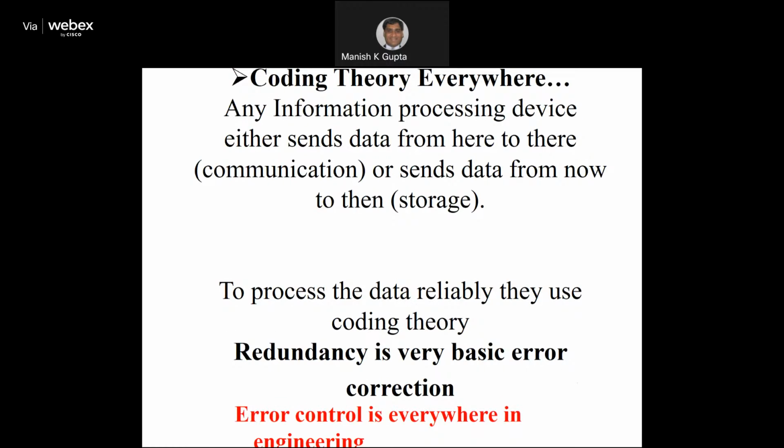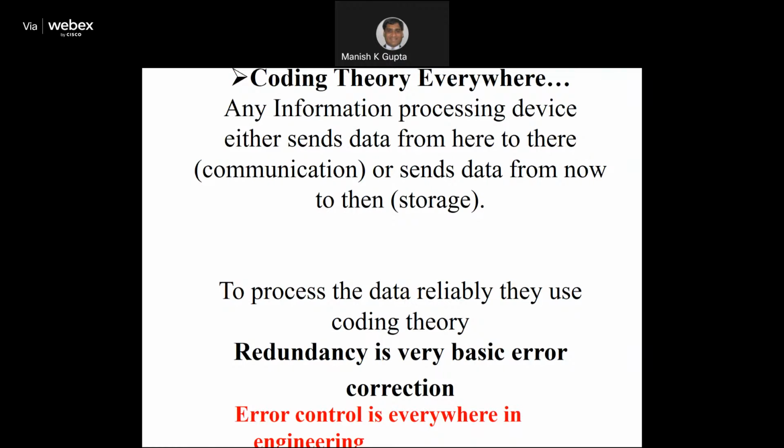So coding theory is everywhere. Any information processing device either sends data from here to there, which is communication, or sends data from now to then, which is storage. Redundancy is a very basic error correction mechanism. Whenever we are speaking to each other, and if you're not able to hear, then you will say, please repeat. So repetition is a crude form of error correction.